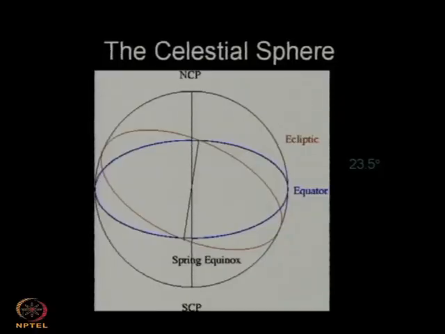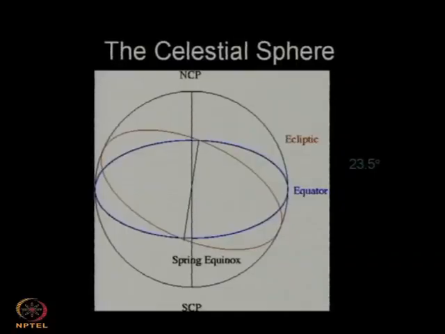Okay. The peak of summer is the furthest position from the equator. It is called the summer solstice. Okay. So that is the summer solstice.